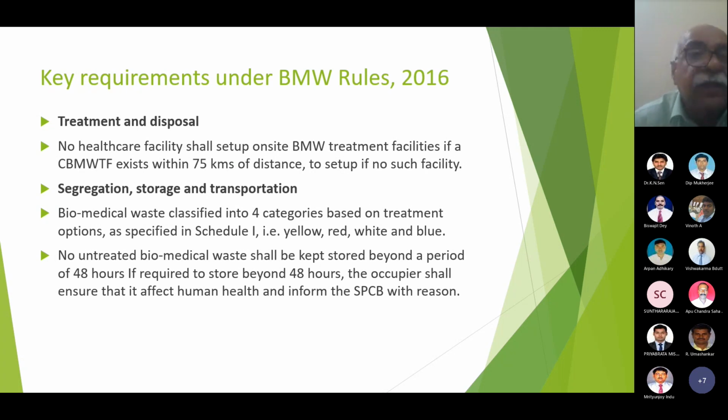And there are other requirements in the biomedical rules. Now it has been established that every common biomedical treatment facility will cater to a radius of 75 kilometers around that facility, and that has to be maintained. And the biomedical waste categories have been simplified. Earlier, there used to be 9 or 10 categories based on the WHO classifications. But now these have been simplified into 4 categories of the biomedical waste, which are in the Schedule 1 of the rules that specify what type of waste will go into each and how this will be sent for the treatment. Like these are the categories: the yellow bins, red bins, white and blue bins.